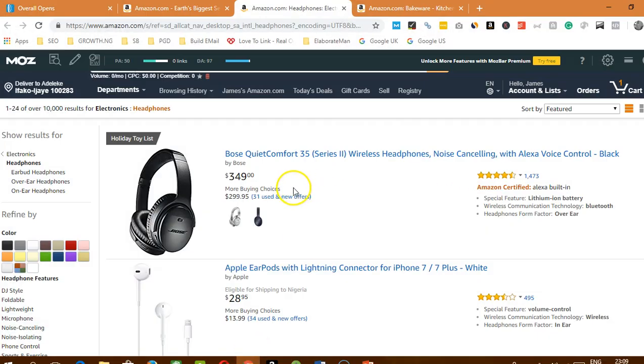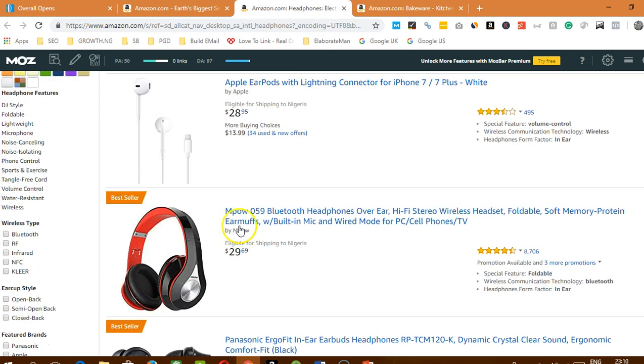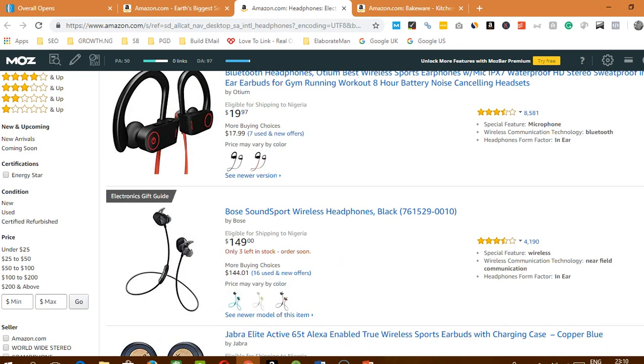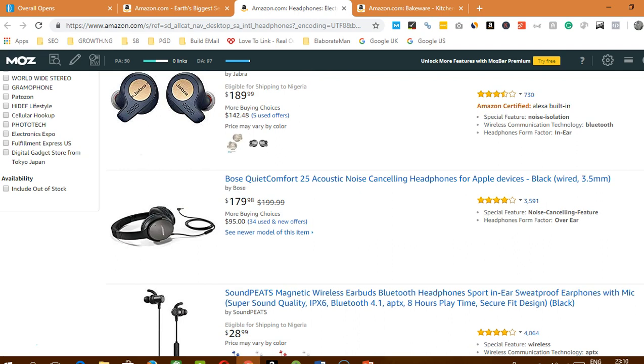Now let us look at the niches you are trying to look into. We are looking at headphones, remember, and bakeware. Now for headphones, look at this. This one is about $349. That is expensive. But then in that same niche, we have some that are $29, some that are $28, some that are $19, another one $149. So obviously it's a mix of $179, $189, $28. It's a mix of both expensive products and cheap products, which makes a very, very perfect niche if you're interested in that kind of stuff.